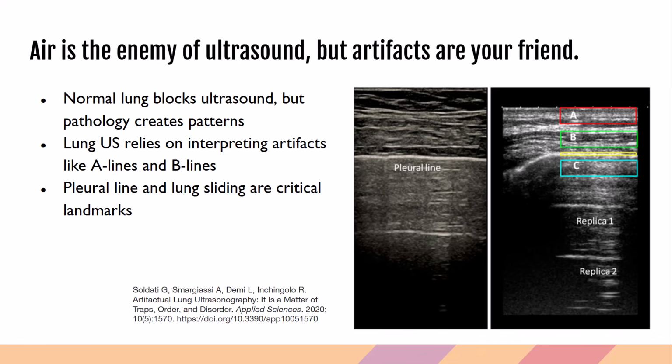Air scatters ultrasound waves, which prevents us from visualizing most lung tissue directly. However, this physical limitation is exactly what gives rise to reliable and diagnostic artifacts. We're going to look for things like A lines and B lines, two of the most important artifacts seen with lung ultrasound. Pathology modifies how these artifacts appear, so rather than fighting air, we use it as a diagnostic advantage by learning to interpret what it leaves behind.